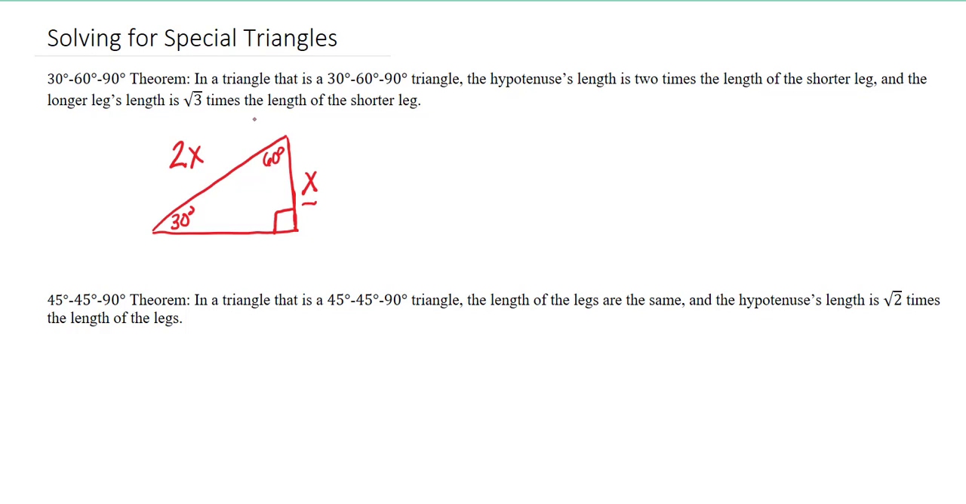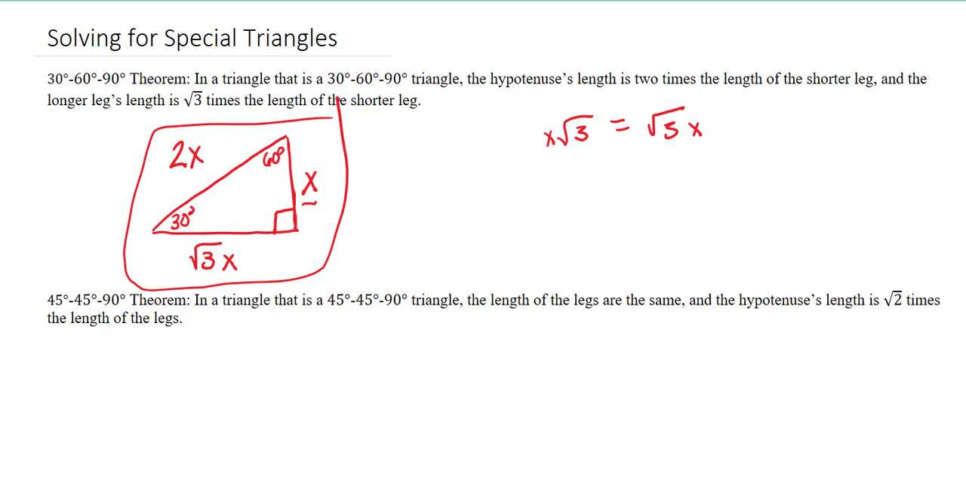If it's the square root of 3 times x, we could just write the square root of 3x, or you can also show it as x times the square root of 3. Either way, these mean the same thing. All it means is we're multiplying x times the square root of 3. So that's how we can solve for things. If we know one length, we can solve for the others based upon this relationship.